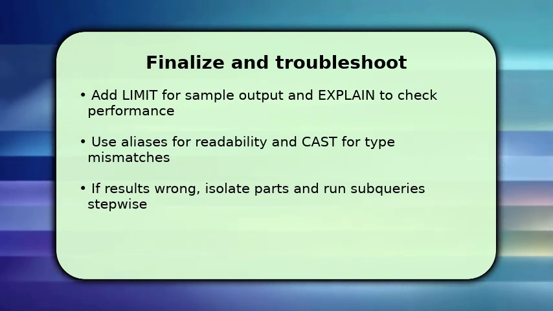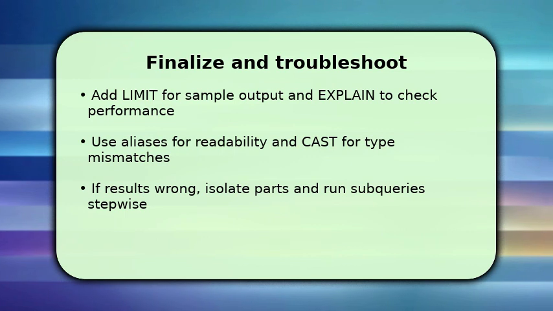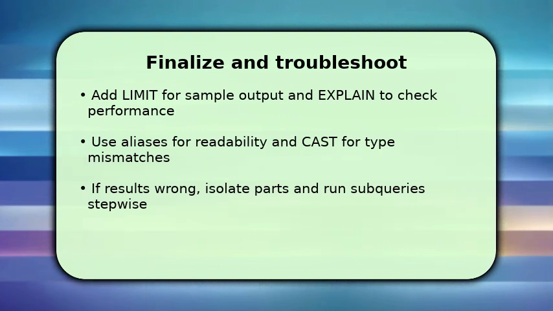Once the query returns expected rows, remove limit for full runs and wrap in a view or saved query if reusable. If results look off, isolate clauses and execute portions stepwise. Check join and where filters separately to find the mistake quickly.